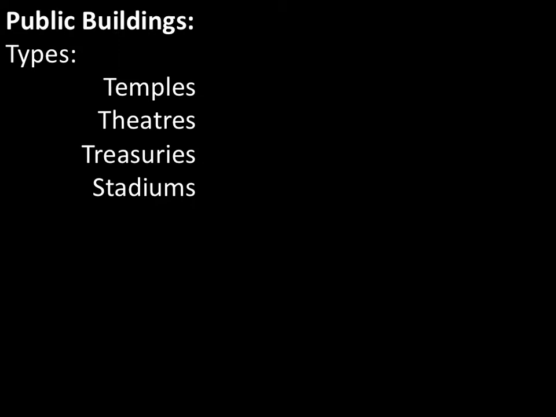So now I want to start looking at how the Greeks actually used these orders of architecture within their various structures. And we're only going to focus on public buildings in this lecture. And while I've listed 4 different types of public buildings that the Greeks built and we still see pieces of throughout Greece, we're going to focus on the first 2.